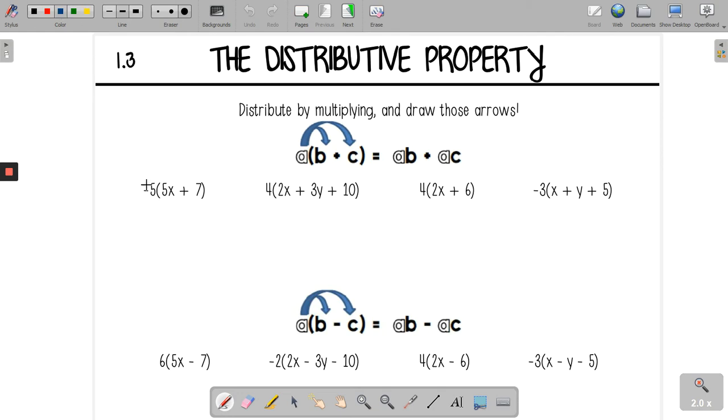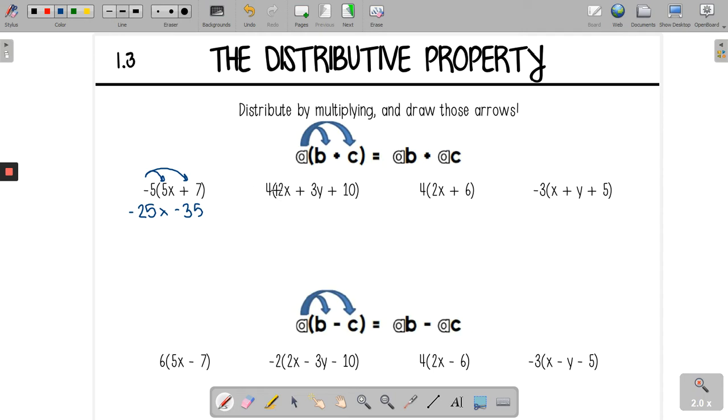The first one, we have -5 times 5x plus 7. We're going to take -5 and multiply it to everything on the inside. So -5 times 5x is -25x, and then -5 times 7 is -35.